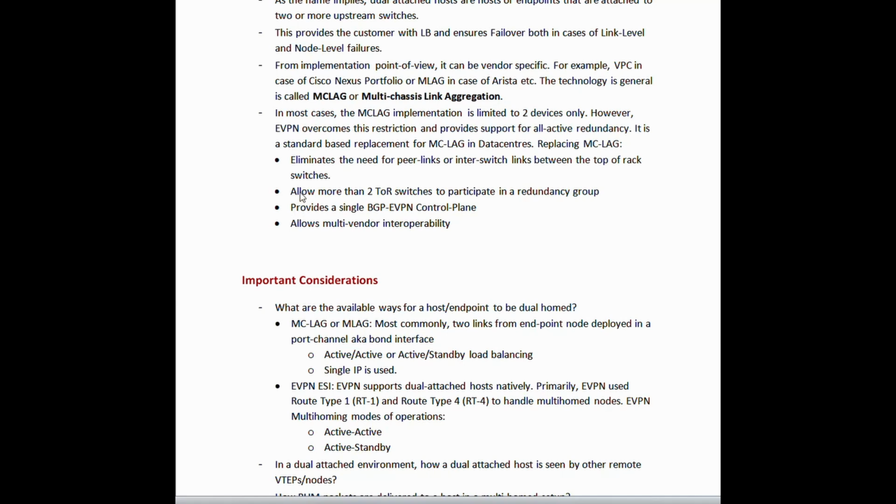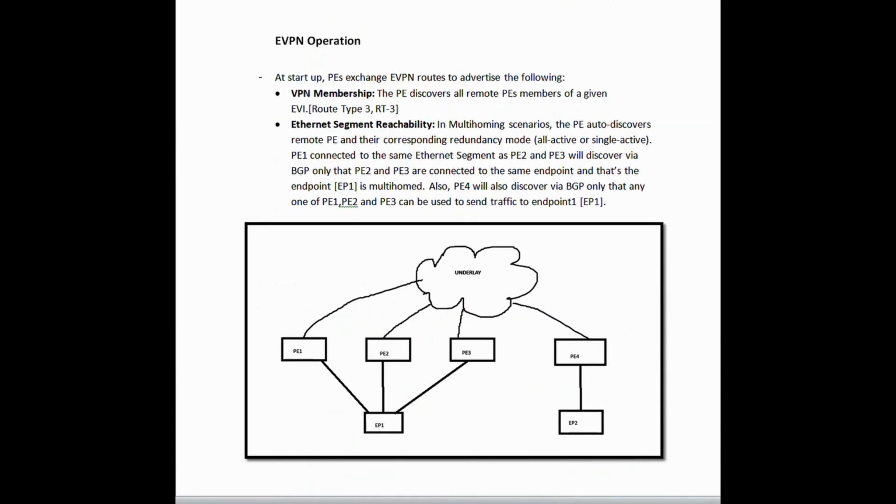Also, EVPN allows for more than two top-of-rack switches to participate in a port channel configuration or in a redundancy group. If we take a look at this topology again, we are not fixed with two uplinks. So we can now have the endpoint connected to leaf 1, leaf 2, and leaf 3, and they will be part of the same Ethernet segment, as it's called in the VxLAN architecture. We will discuss more about the Ethernet segment going forward.